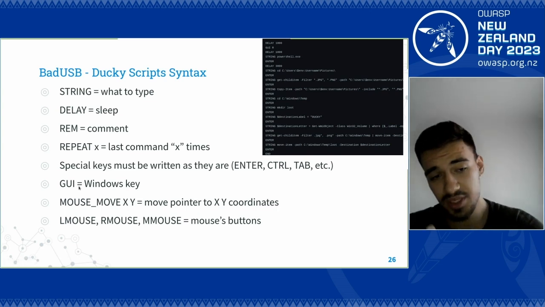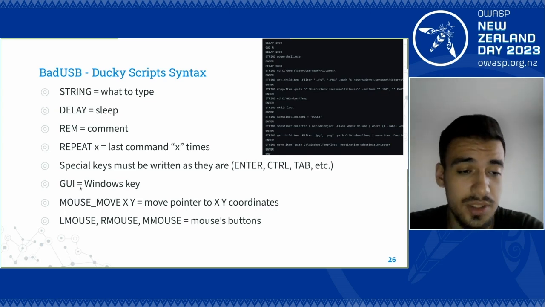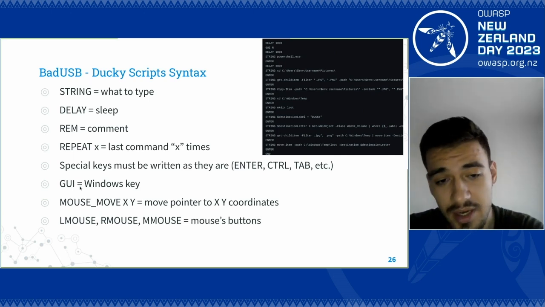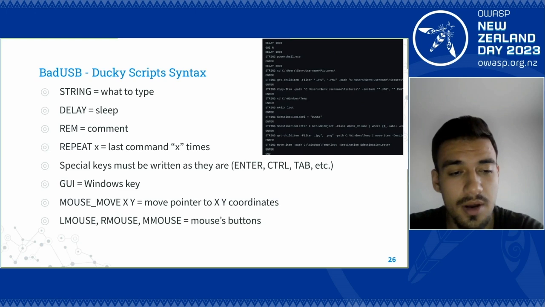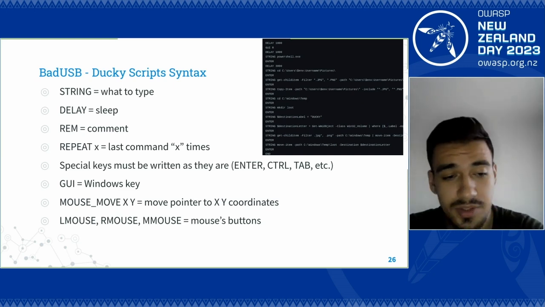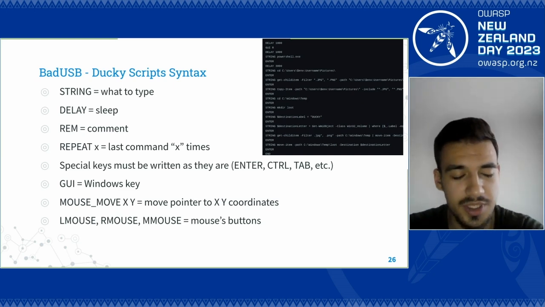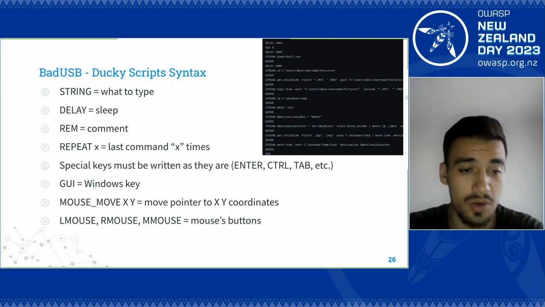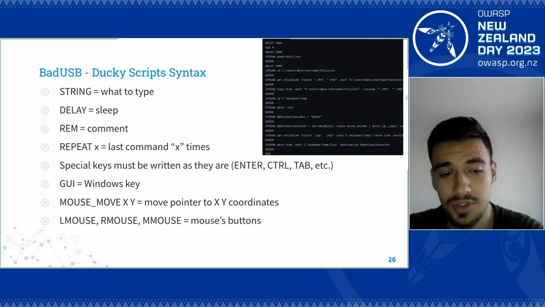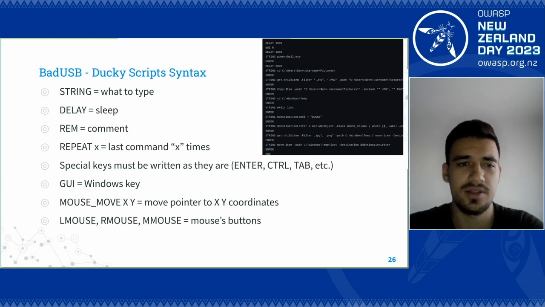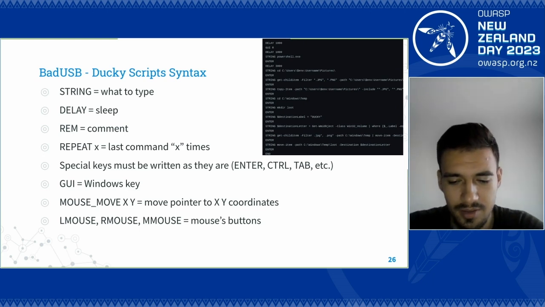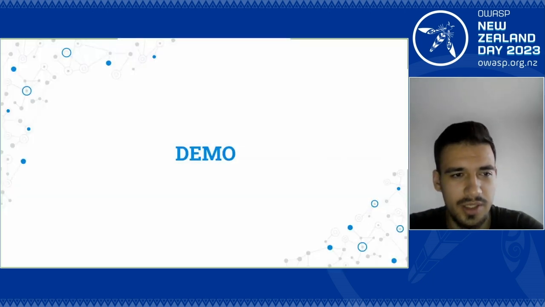GUI is for the Windows key, and MOUSE_MOVE X and Y moves the pointer of the mouse to the following coordinates. And we have L_MOUSE, R_MOUSE, and M_MOUSE, which stand for the mouse buttons: left mouse, right mouse, and middle mouse. And that's basically most of it. Let's get to the good part here with the demo.